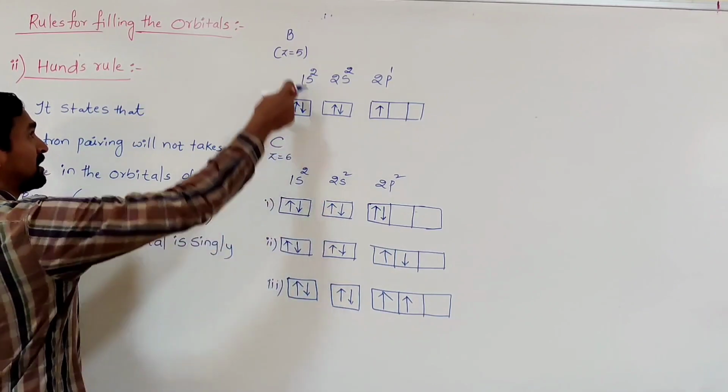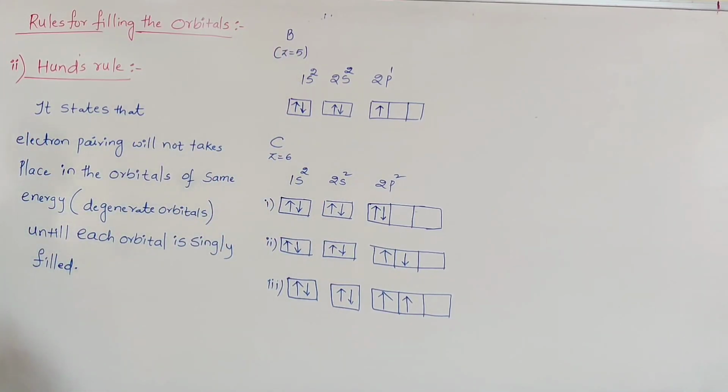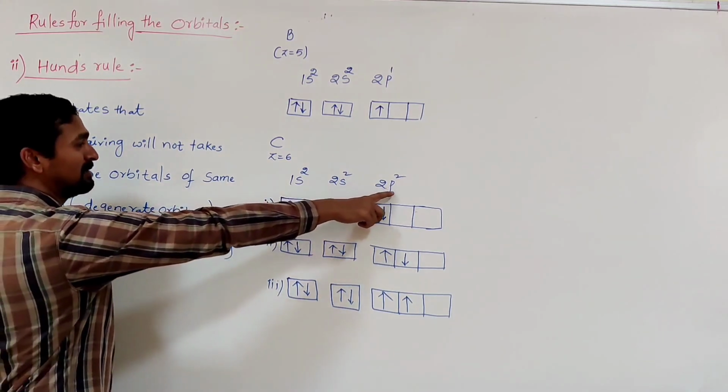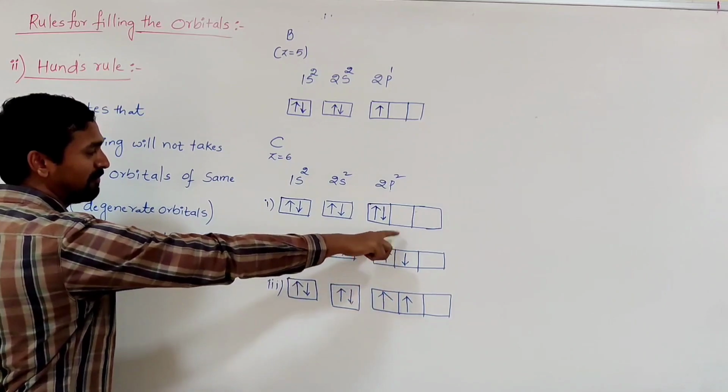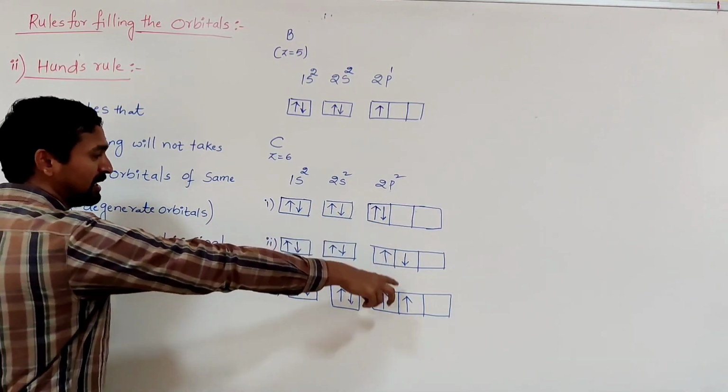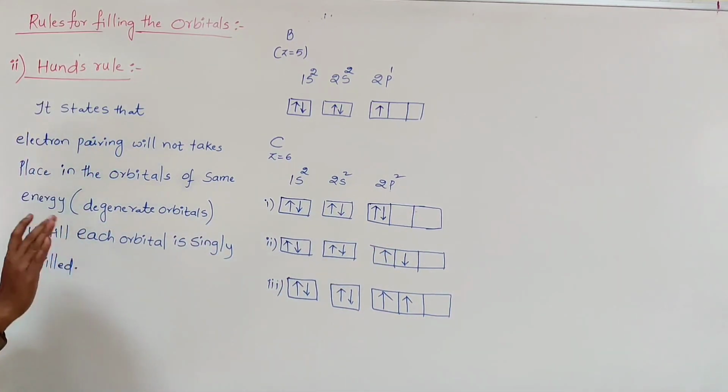Are such kinds of possibilities possible in the case of boron? No, it is not possible. Because the p subshell contains only 1 electron, but here the p subshell contains 2 electrons. The 2 electrons in the 3 different p orbitals having the same energy, I can arrange like this. Now, which is the right arrangement of electrons in the orbitals?